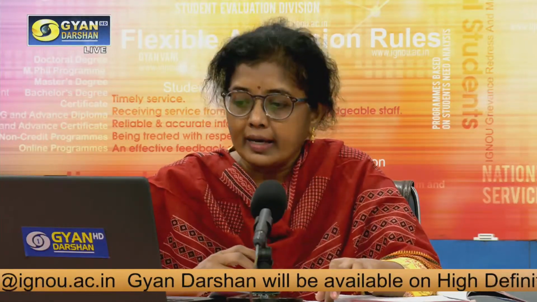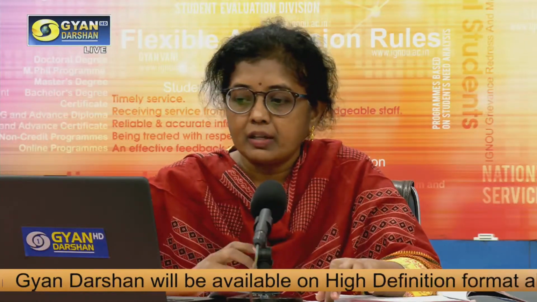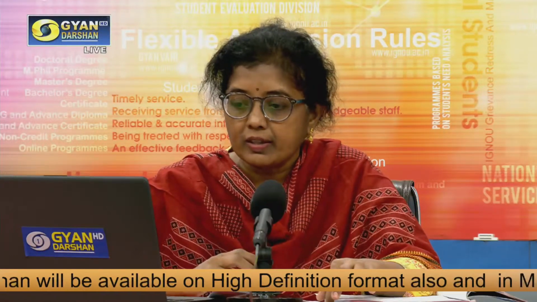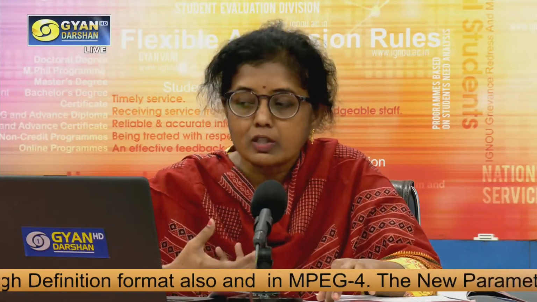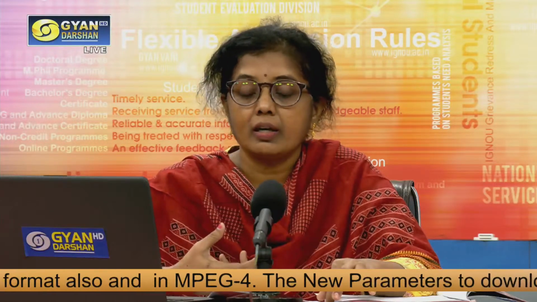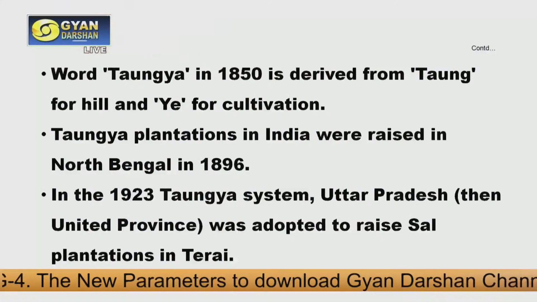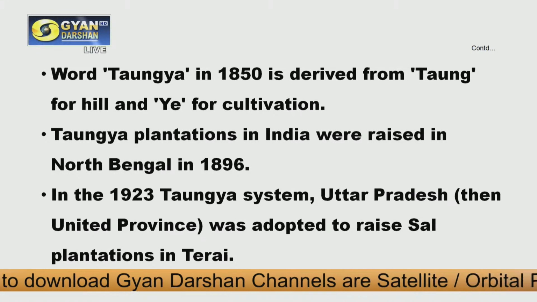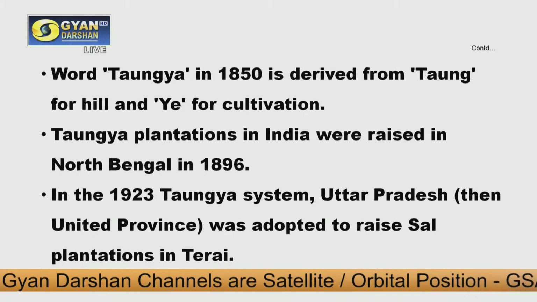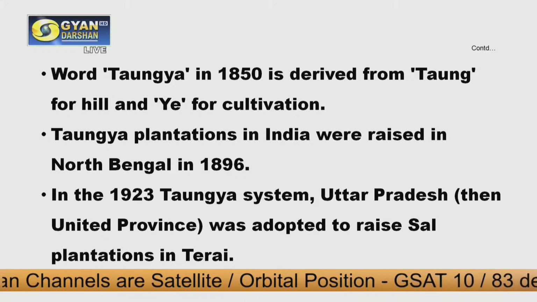In 1923, the Taungya system was specifically implemented. The system was adopted in the then United Provinces, now called Uttar Pradesh, and they used this system to raise sal plantations in the terai regions. That is the first practice.